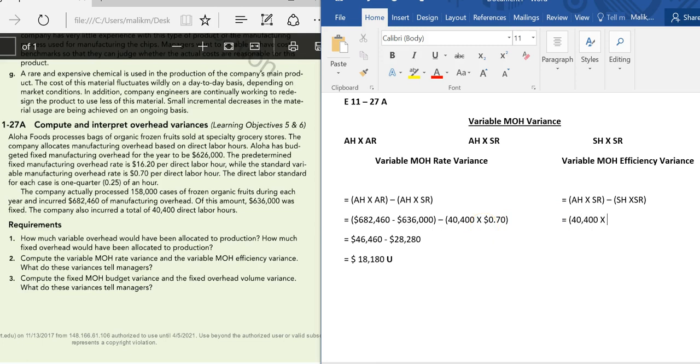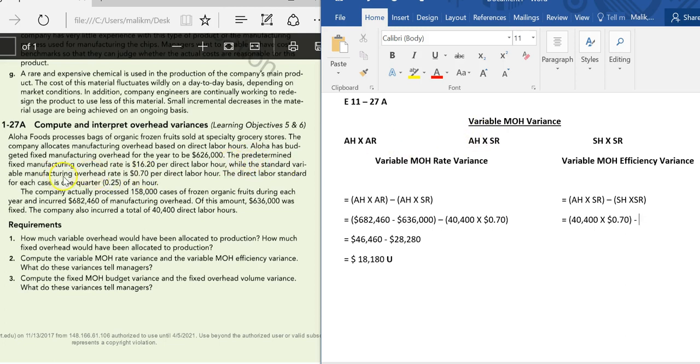Standard rate is also given here, which is 70 cents. Now for the last box, we are going to use all standard parts, standard hours times the standard rate. Remember, we are just doing the variable overhead portion. So for the standard part, we're going to use only the standard portions. So now standard hour, let's check here.